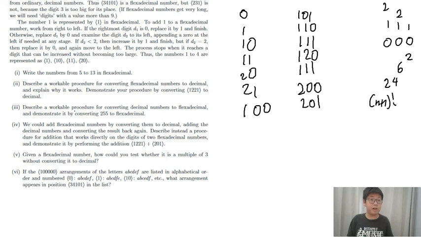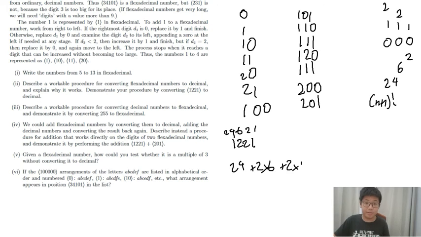So describe a workable procedure for converting factorial base numbers to decimal and explain why it works. Don't worry. So I can convert 1, 2, 2, 1 from factorial to decimal. Okay, look. Here, this has value 1, this has value 2, this has value 6, and this has value 24. So 24 plus 2 times 6 plus 2 times 2 plus 1 equals 24 plus 12 plus 4 plus 1 equals 41. There.